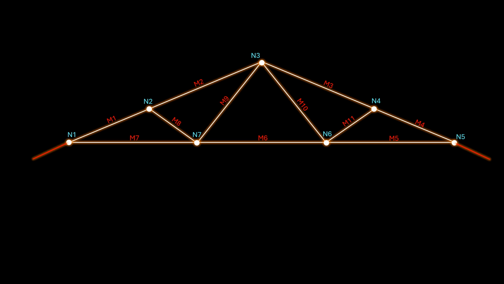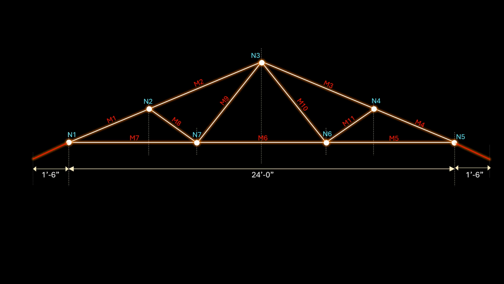Let us now specify the dimensions. We will start with the projected horizontal distances. The eaves are 1.5 feet wide or 1 foot and 6 inches wide. The distance between Node 1 and Node 5 is 24 feet. The horizontal distance between Node 1 and Node 2 is 5 feet. And 3 feet between Node 2 and Node 7. And 4 feet between Node 7 and Node 3. And 4 feet between Node 3 and Node 6. And 3 feet between Node 6 and Node 4. And 5 feet between Node 4 and Node 5.